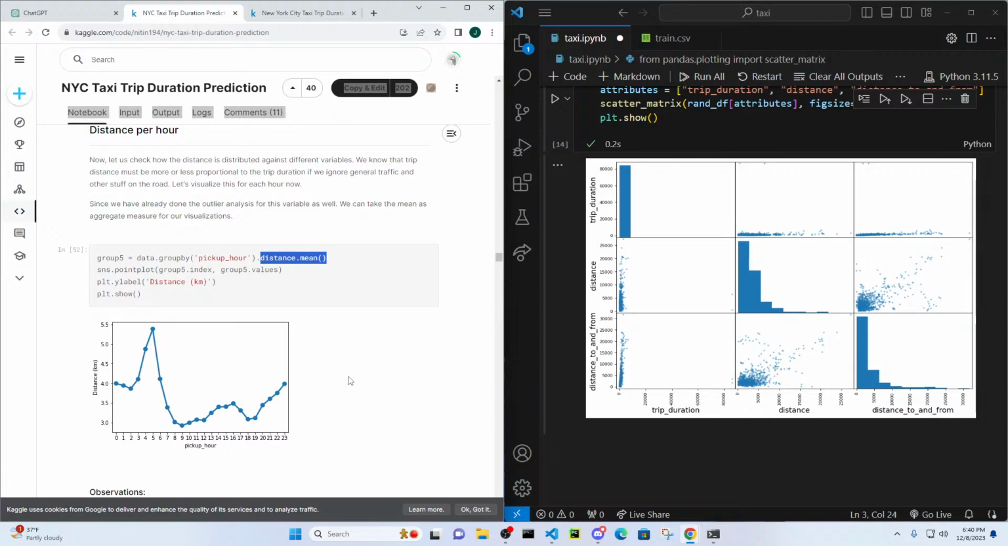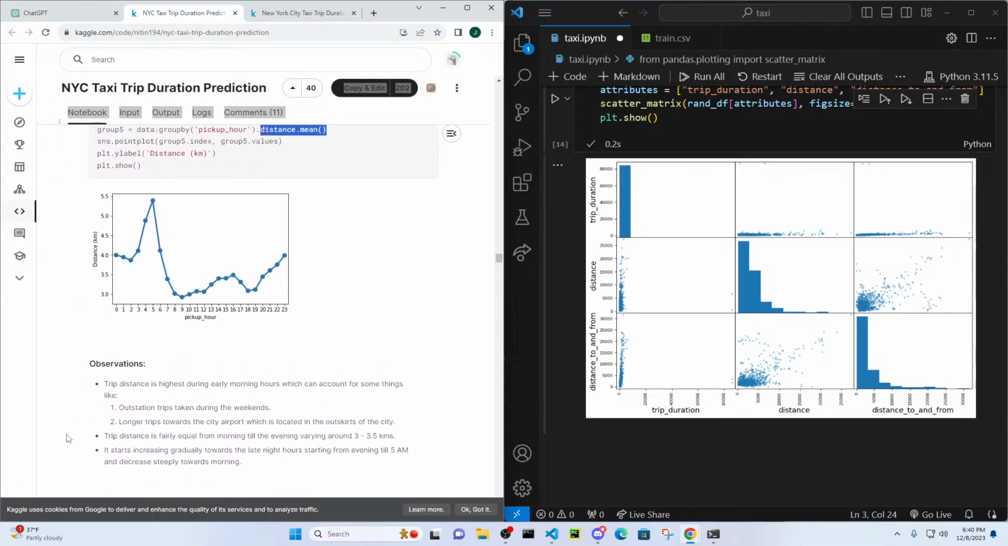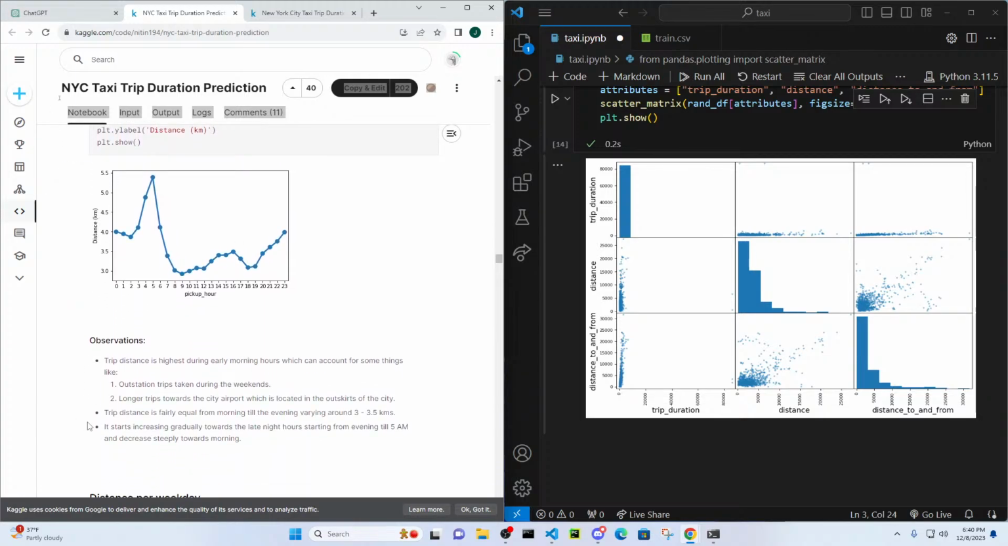When people are taking taxis during these hours, it's less likely that they're taking them to work, right? They're probably taking them somewhere else. And trip distance is highest during early morning hours, which can account for some things like outstation trips taken during the weekends. True. Longer trips towards the city airport, which is located in the outskirts of the city. That makes perfect sense. Trip distance is fairly equal from morning till the evening, varying around 3 to 3.5 kilometers.